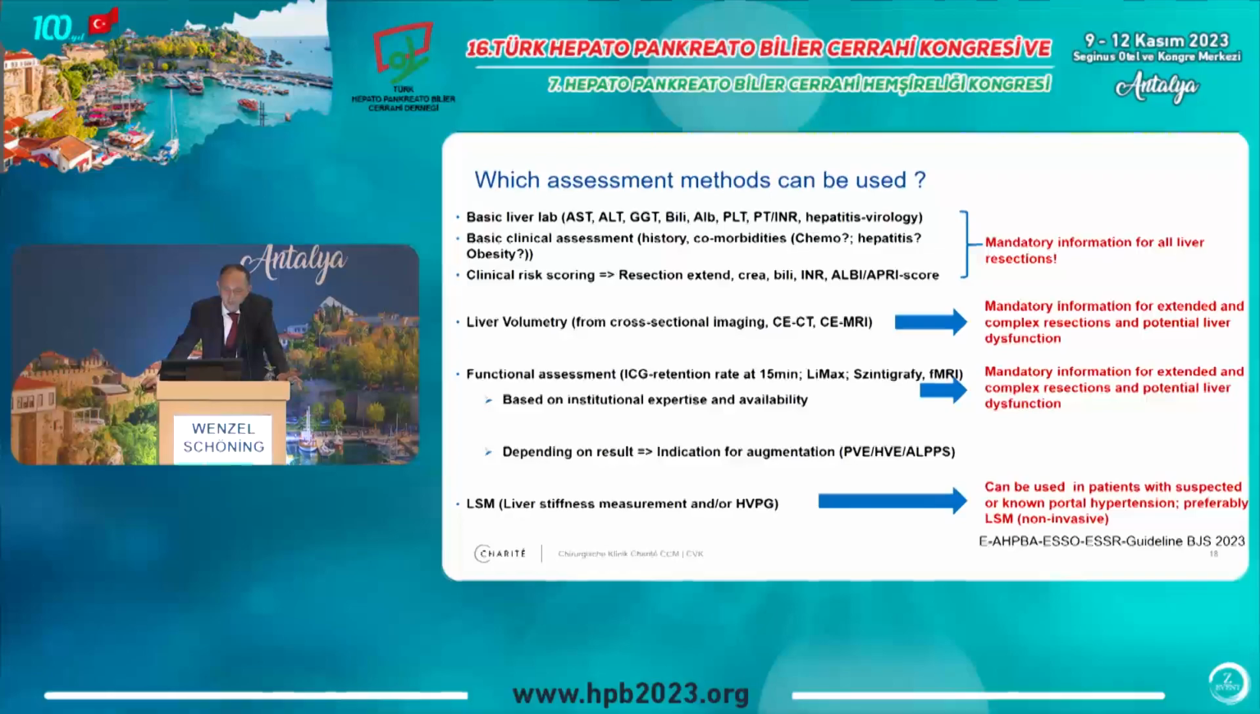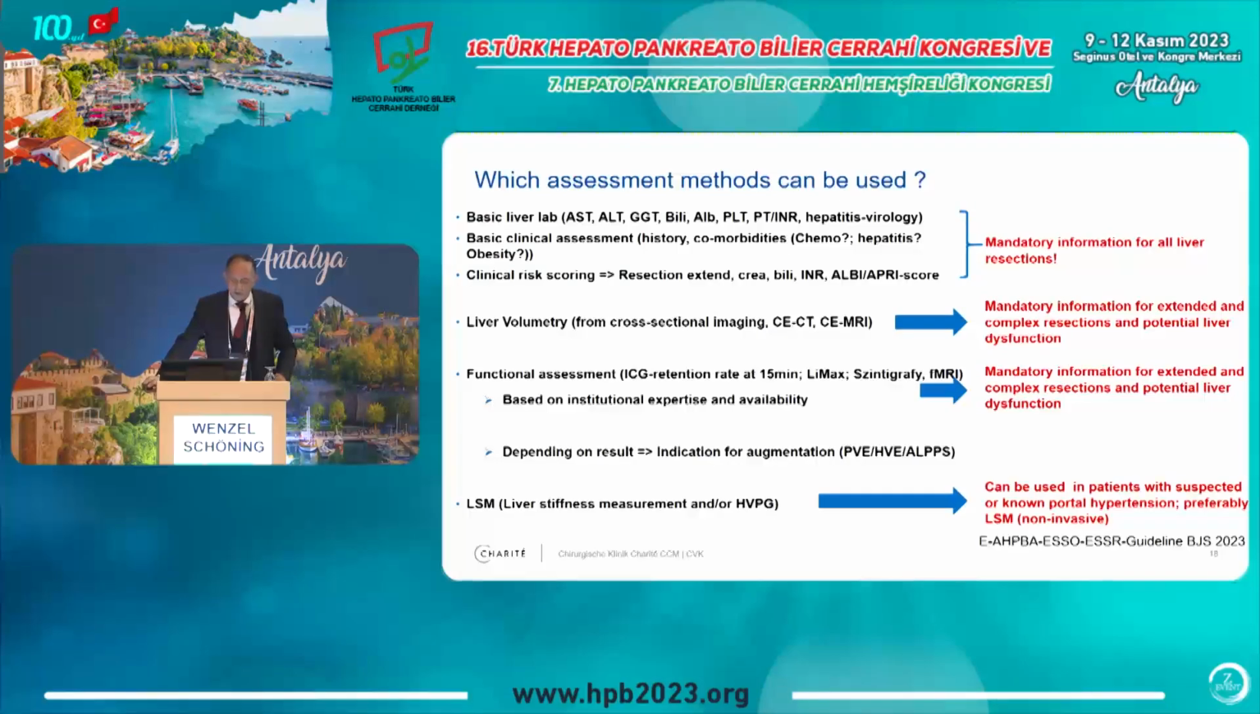Clinical risk scoring should implement the resection extent and also kidney function. Kidney function is very important, especially in extended resections. If the patient is on dialysis, I don't have very good experience with dialysis patients and extended resections. Usually this can become a disaster. So INR is important, and the ALBI and APRI score should also be calculated.